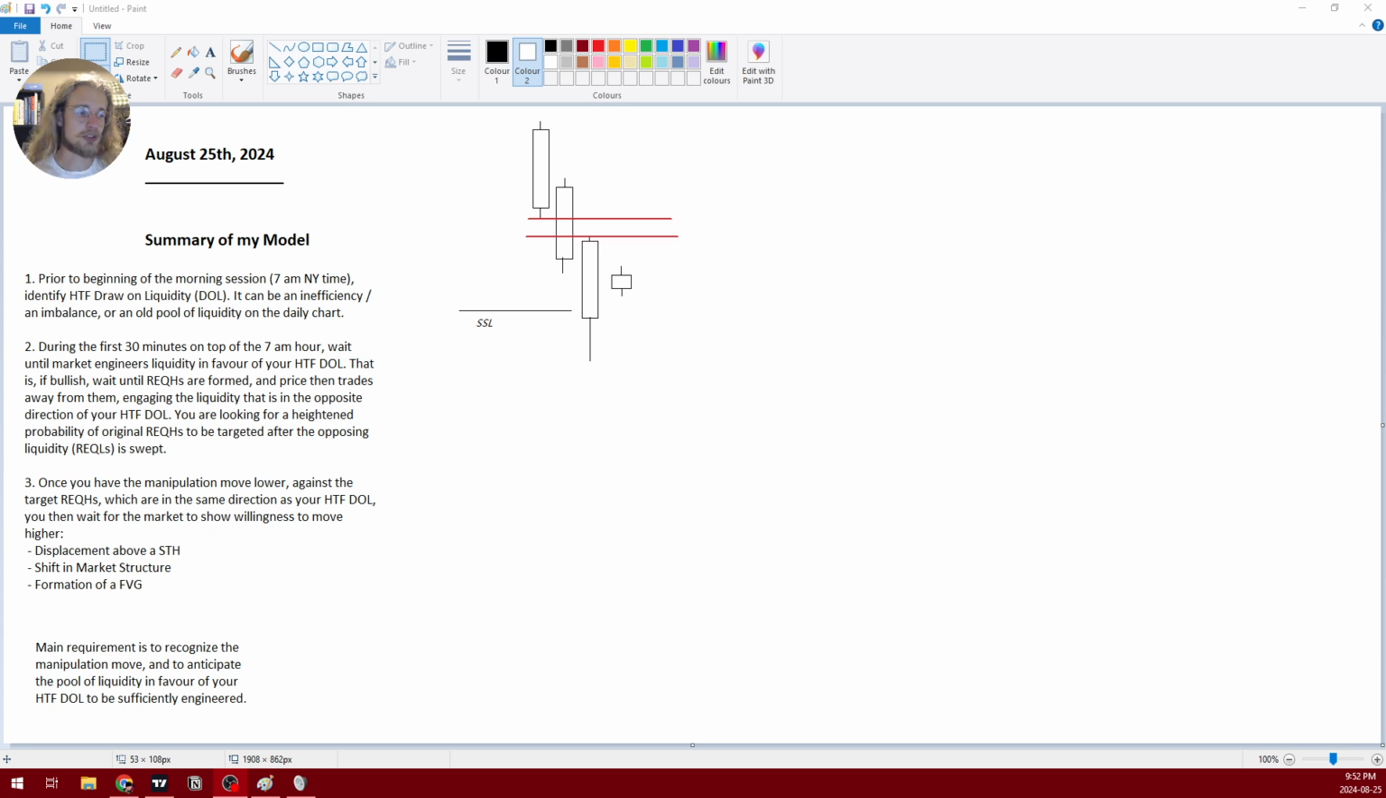This time it's going to be a super short one. I'm going to try to keep it under 10 minutes. I'm going to just describe my model and give you a summary. It will help you and me.